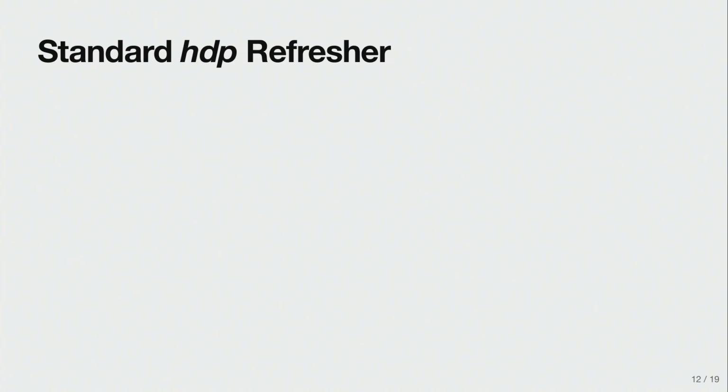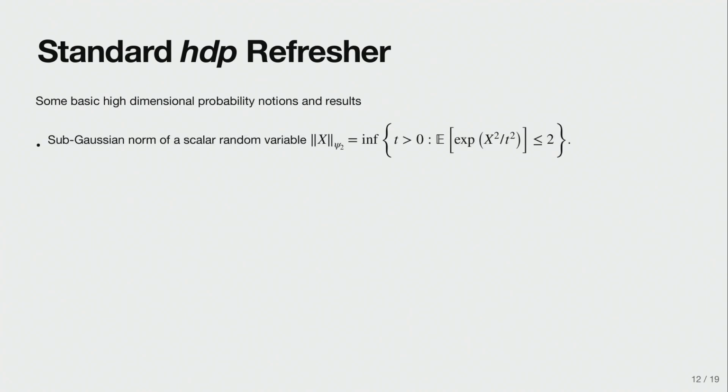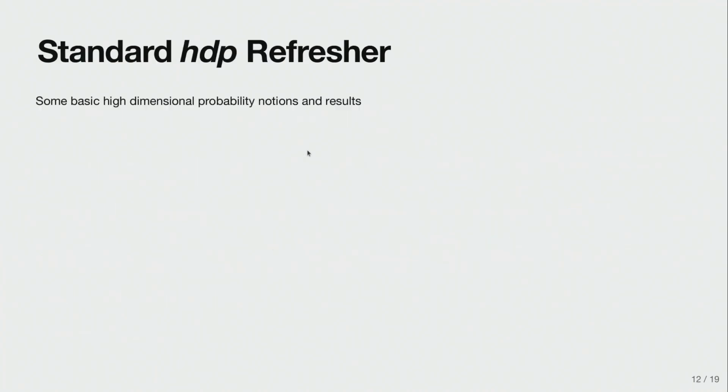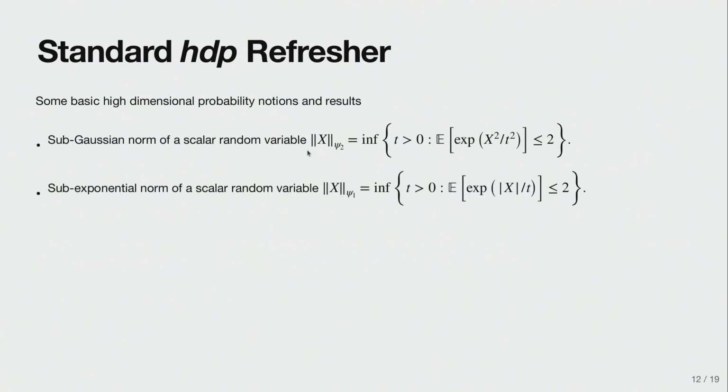I will give a very fast high-dimensional probability refresher. Hopefully, most of the audience is familiar with these notions. First of all is the sub-Gaussian norm and also the sub-exponential norm. What is a sub-Gaussian norm? Sub-Gaussian norm is basically the standard deviation of the smallest Gaussian that can bound the tail of my random variable. And in an analogous way, I can also define the sub-exponential norm, where we're not working with Gaussians but with exponential distributions.